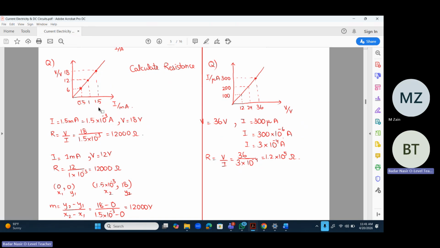Gradient भी ले सकते, but you can also use the formula directly. Formula कहाँ पे directly use हो सकता है? जहाँ पे straight line graph हो and it passes through the origin. Okay?